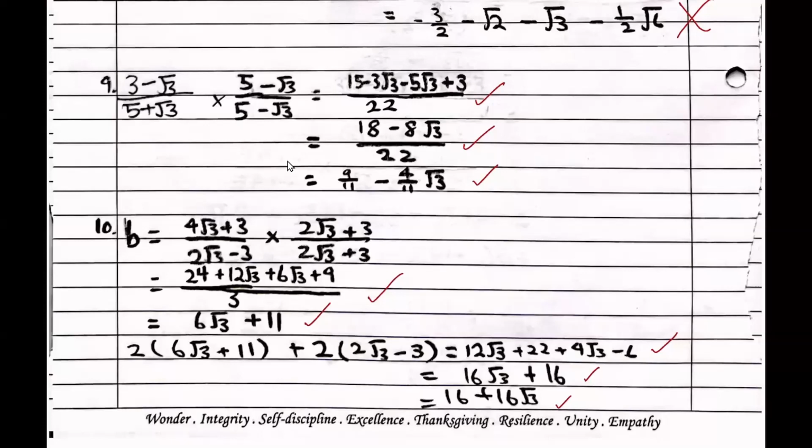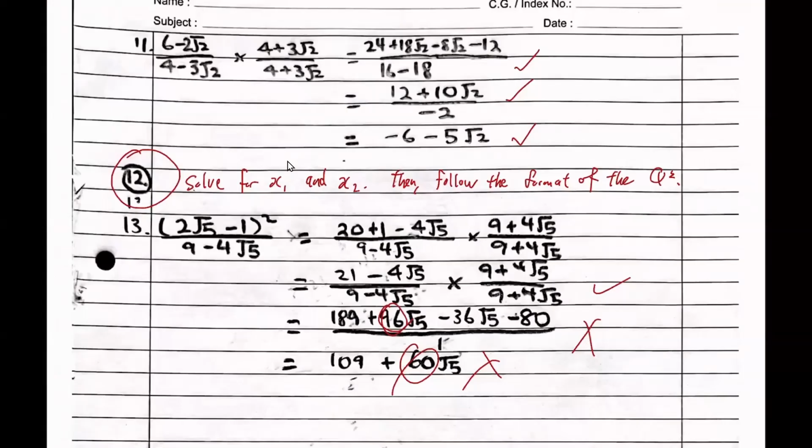Okay, let's talk about question 13 first. Just a careless mistake. Over here, it shouldn't be a 96. It should be, if I'm not wrong, minus 36. 4 times 9, that's not correct. Oh, it's 21 times 4. So it should be 84 root 5, not 86, not 96. 21 times 4 is 84, so it should be a positive 84 root 5. Just a careless mistake here.